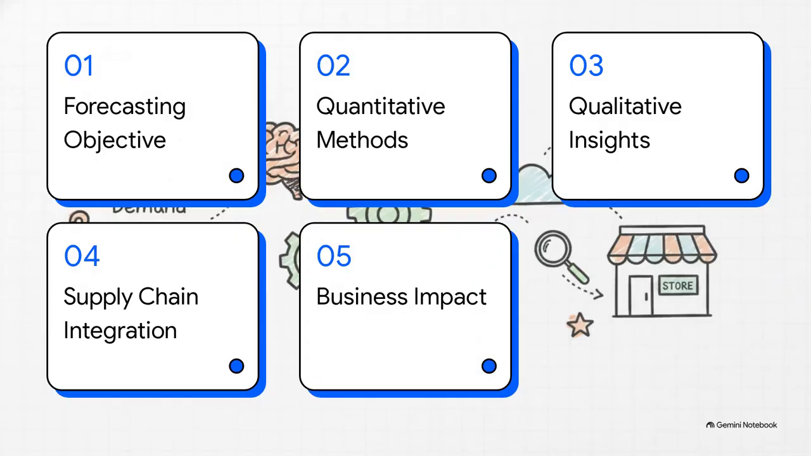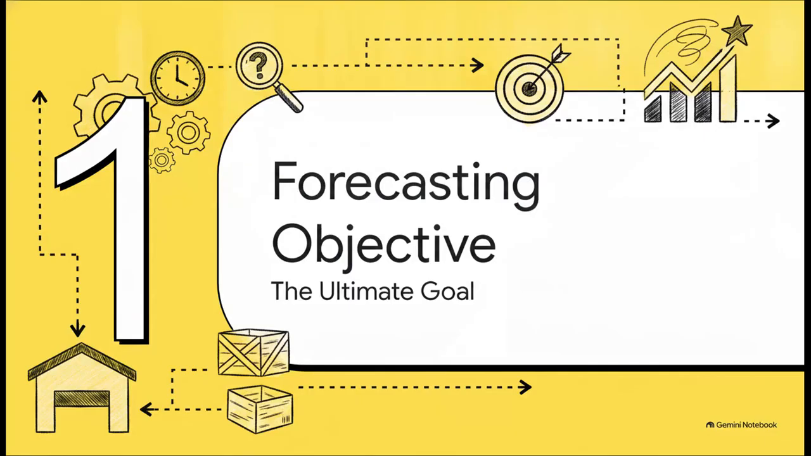Here is our roadmap for today. 1. The forecasting objective. 2. The science of quantitative methods. 3. The art of qualitative insights. 4. Supply chain integration. And finally, 5. Real-world business impact. Section 1.